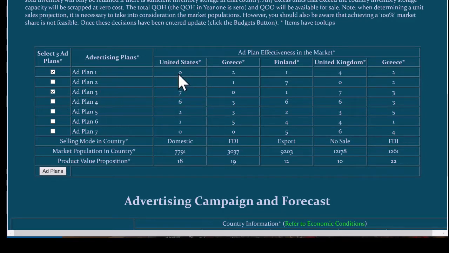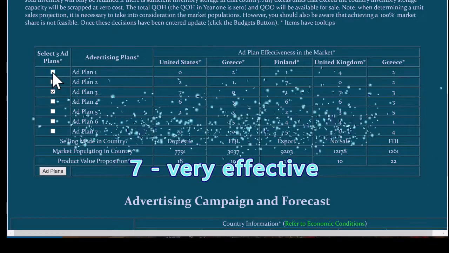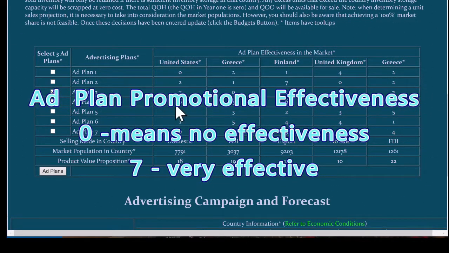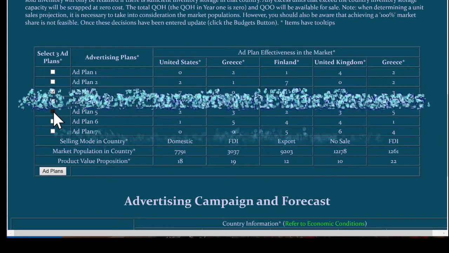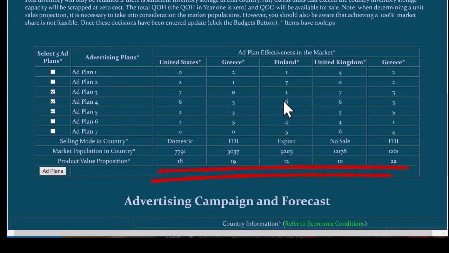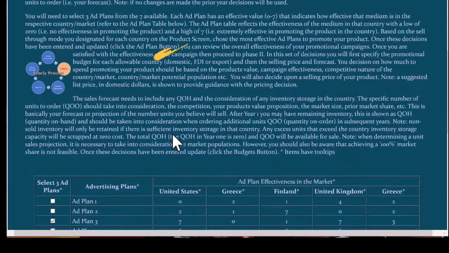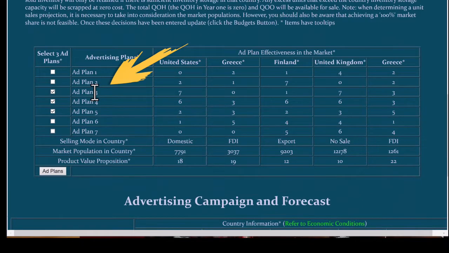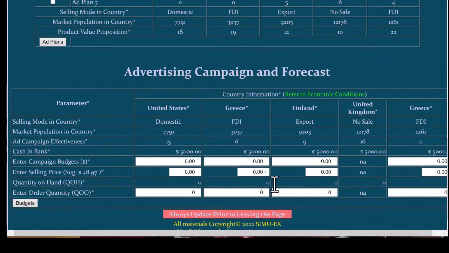Similar to the value proposition, the ad plan effectiveness is a rating from 0 to 7. 0 means no effectiveness whatsoever, no matter how many dollars are spent. 7 means extremely effective. So depending upon the value proposition of the product in the targeted country, the marketing manager needs to create the ad campaign that is going to be the most effective in making the customers aware of the product in that market.